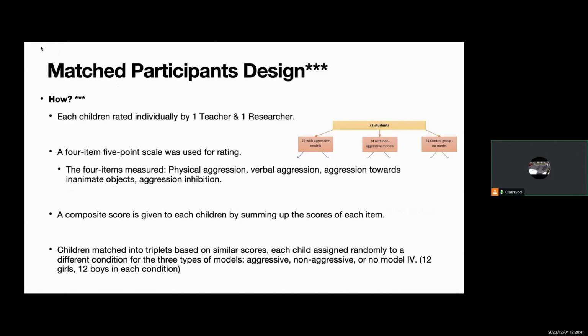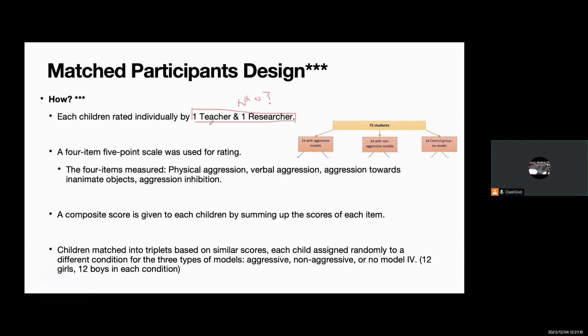So here is how. The prior aggression level of each child is rated individually by 1 teacher and 1 researcher. This "who" is very important. First is the who. Sorry for the bad handwriting, but who. The first part of the who is 1 teacher and 1 researcher. They will ask you about this. 1 teacher and 1 researcher rated the children.